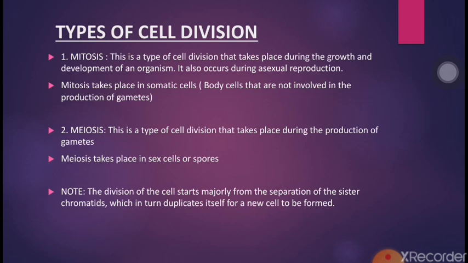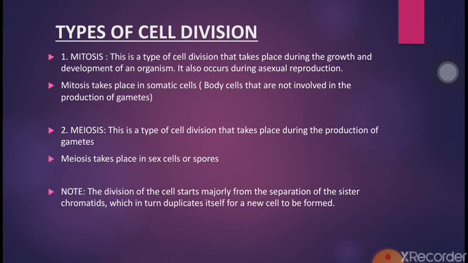For example, if you cut your fingernails, they will grow again. That is a process of mitosis. You cut your hair, it grows again. You injure yourself, you get healed again. Those are processes of mitosis. Then the other type of cell division is meiosis. This is the type of cell division that takes place during the production of gametes.